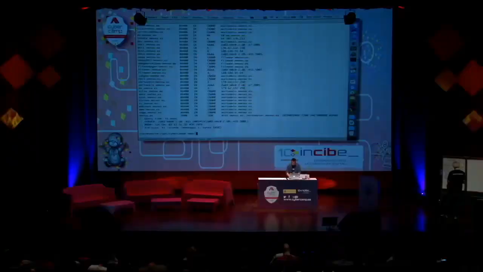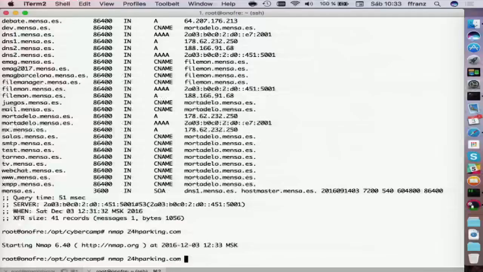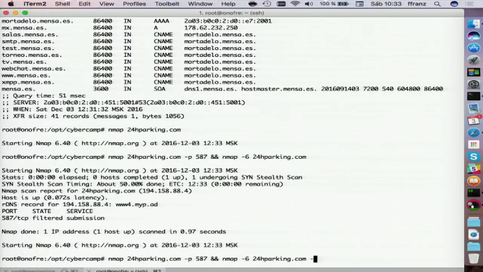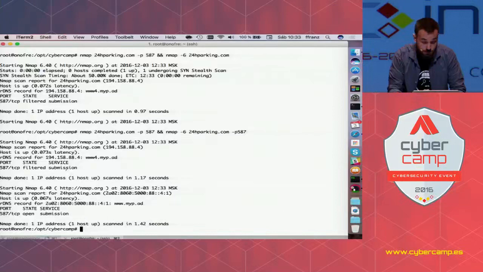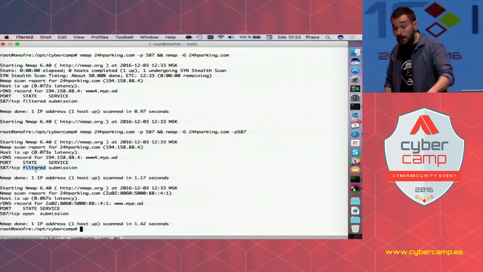If I do an nmap on this domain name, and then I say port 587, and then I do nmap on the very same domain, but on IPv6, and same port. Hold on. Can you see that I'm writing down the domain? Well, the actual tool takes care of the resolution. So what we are seeing here is that the port on IPv4 is censored.